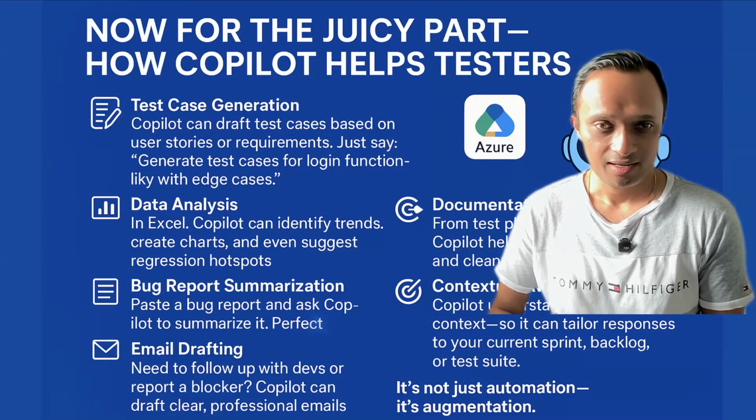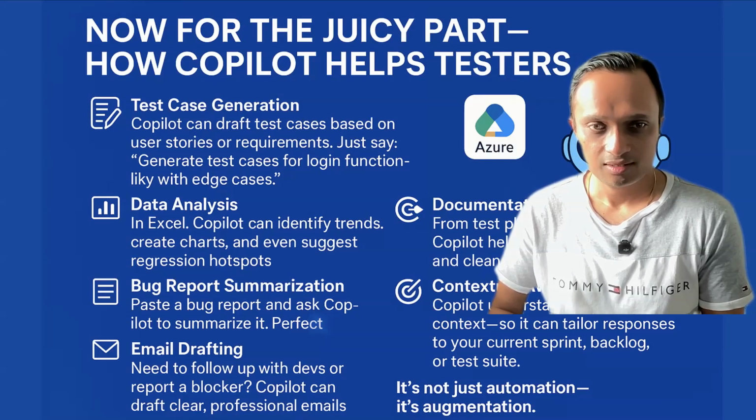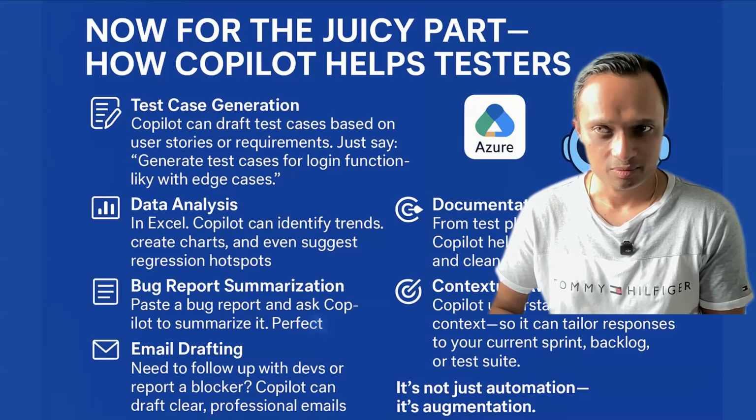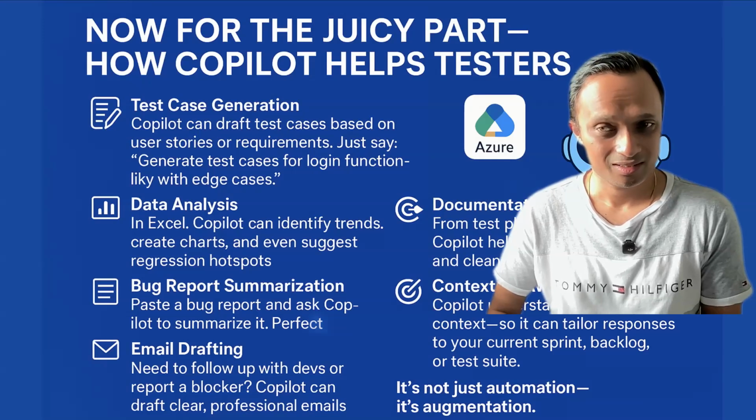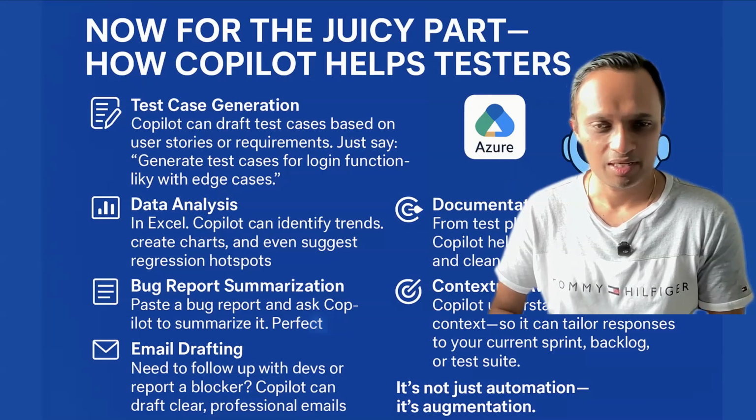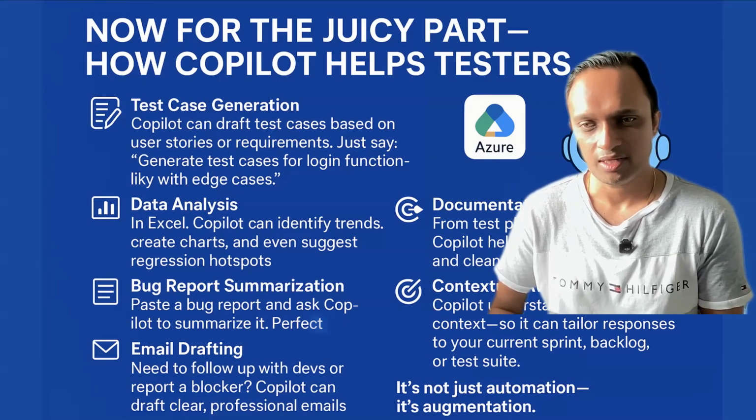Then the data analysis, well, in Excel especially, Copilot can identify trends, create charts, and even suggest regression hotspots where you can find a lot of issues, right? Then bug report summarization, well, you can paste a bug report and ask Copilot to summarize it. Well, it can do it in a few seconds. Then we have some generic tasks like documentation, email drafting, or just contextual awareness, right?